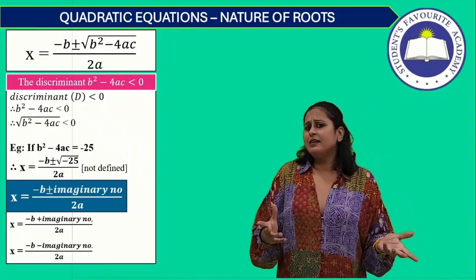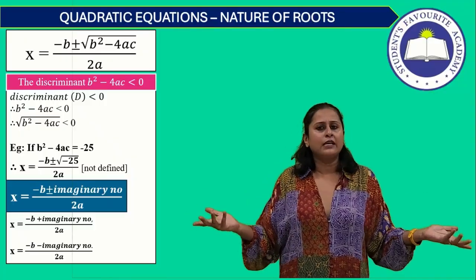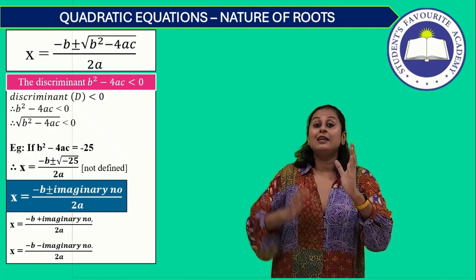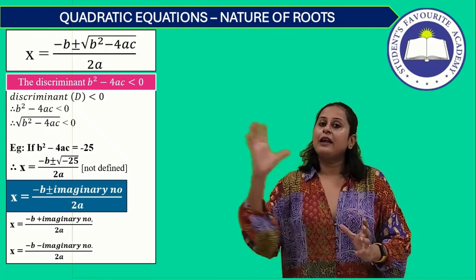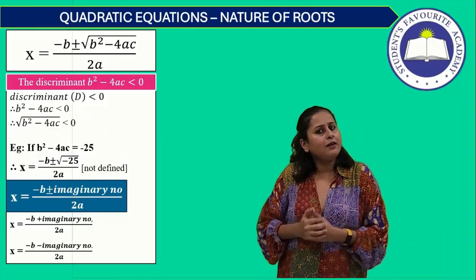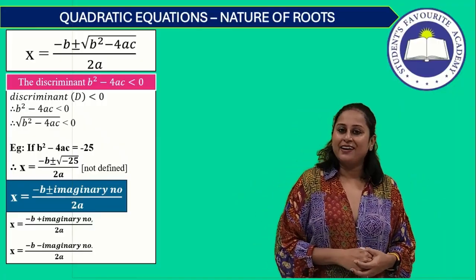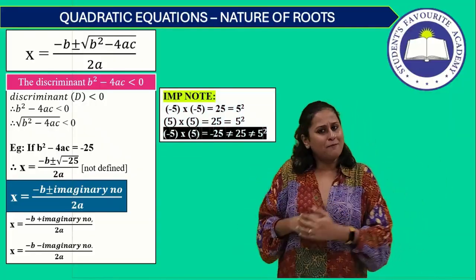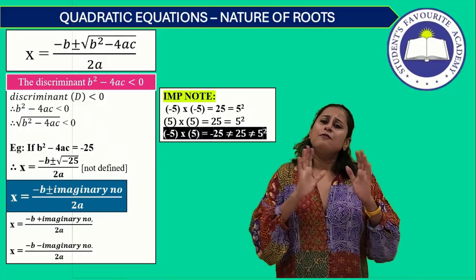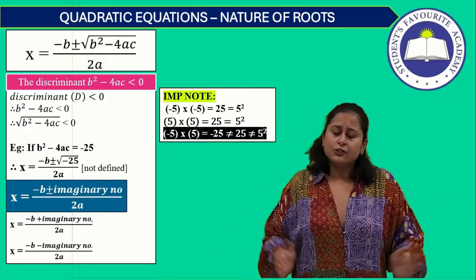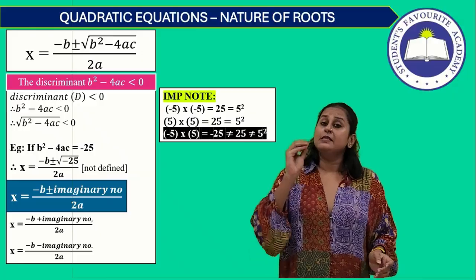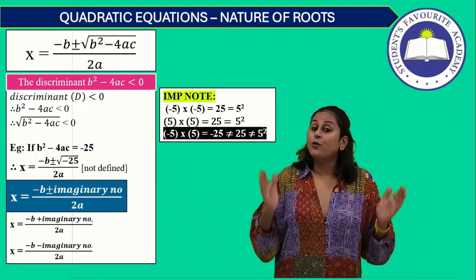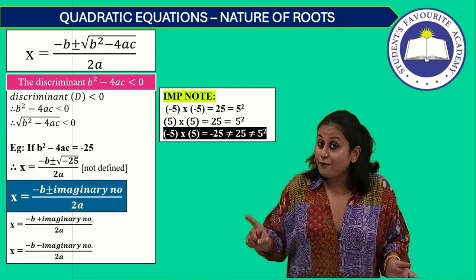In the same manner, what if the discriminant b square minus 4ac is a negative number? That means b square is lesser than 4ac. So when you subtract 4ac from b square, it is a negative number. And what is the square root of a negative number? It's an imaginary number. We have still not learned about this fraction of numbers, imaginary numbers, so we will just simply call them imaginary. So b square minus 4ac becomes negative, the square root of a negative number is undefined, and square root of minus 25 is not 5.